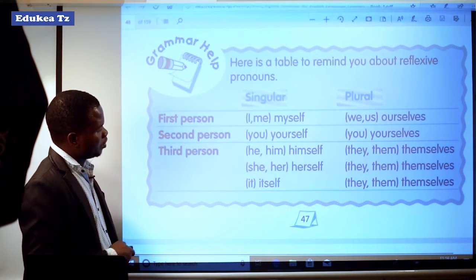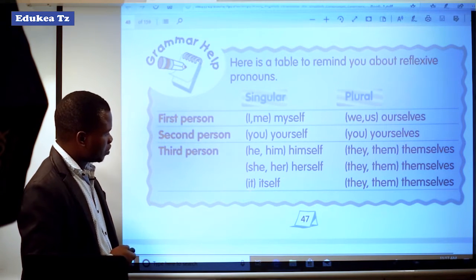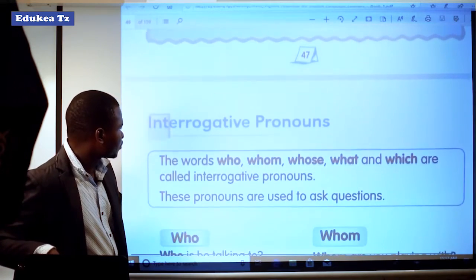So this is the plural of he. The plural for he is they, the plural for she is they, and the plural of it is they. That's why there is a repetition of themselves.